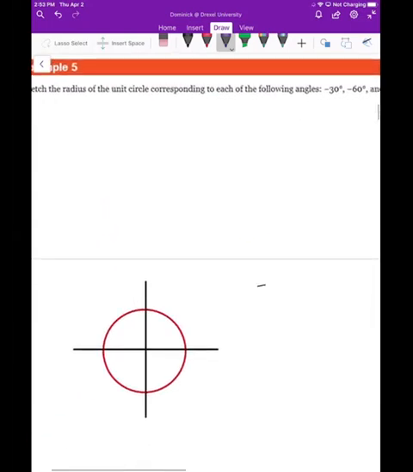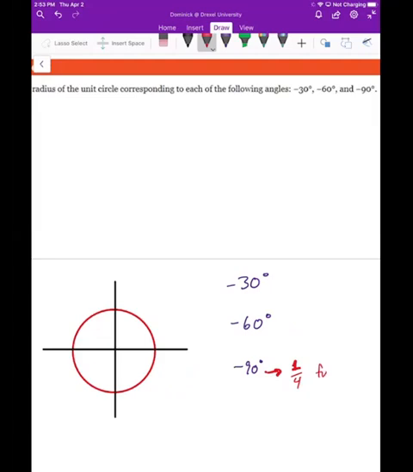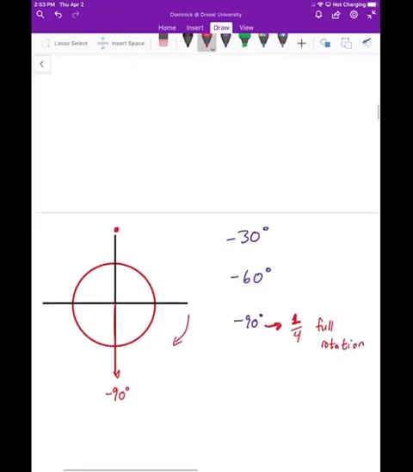Okay, so we want to look at negative 30, negative 60, and negative 90. And we'll start with 90. Now we know this is 1/4 of a full rotation. And normally that would correspond to here, right? But since we're going negative 90 degrees, I want to travel this way, 1/4 rotation. So my negative 90 degrees will be here. And don't forget that earlier we called that 270 degrees. And we'll see a relationship between them.